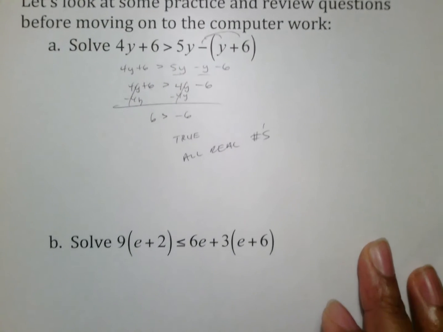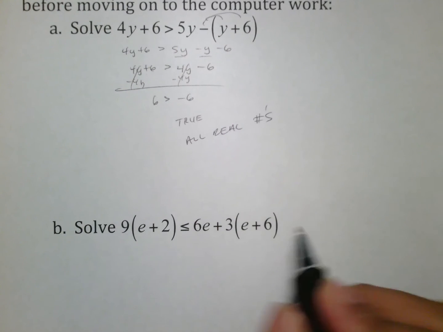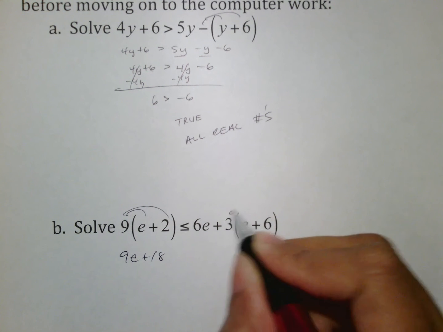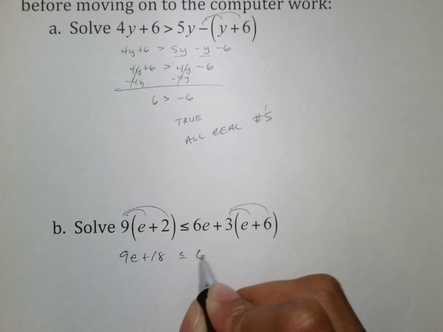Another one to say, solve 9 times e plus 2 equals all this. So again, we can simplify the left by doing 9e plus 18. We can simplify the right by multiplying here.